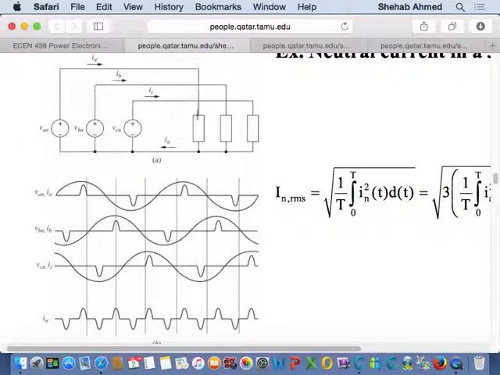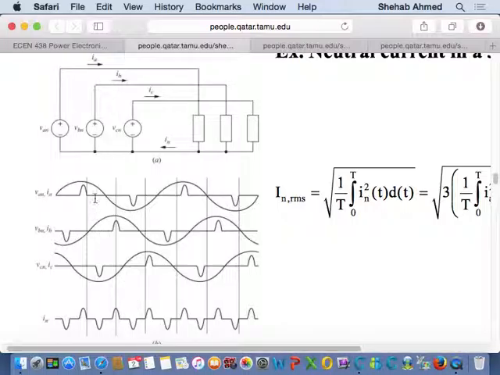And then what happens at this node here? Current through here goes back to the same node. Current through here goes back to the same node. Current through here goes back to the same node. Right? So all the currents add up. The Kirchhoff current law: the sum of currents at this node is equal to 0. That means IA plus IB plus IC is equal to this IN current.